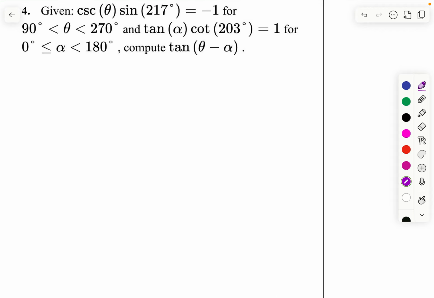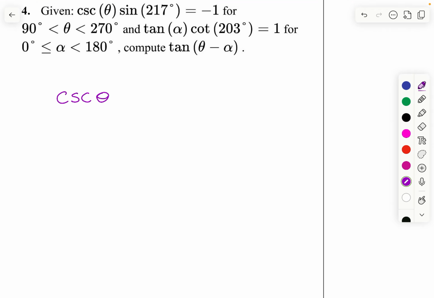Okay, this says, given that cosecant theta times sine of 217 degrees equals -1 for 90 less than theta less than 270, tangent of alpha times cotangent of 203 degrees is 1 for 0 less than or equal to alpha less than 180. Compute tangent of theta minus alpha. So a lot of times when you see something like this, you're tempted to use an identity, which I was at first, but it turns out there's a way for us to actually find theta and alpha, and I think it's the latter.